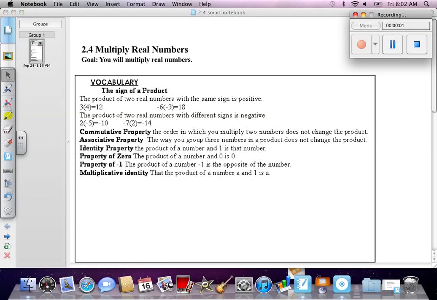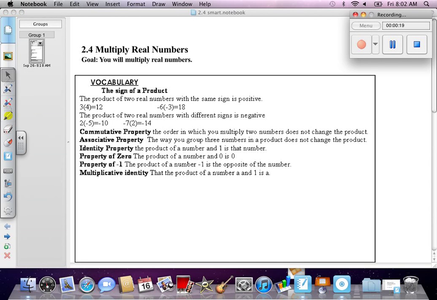All right, we're doing 2.4 today, ladies and gentlemen, multiplying real numbers. Multiplying any real numbers. Okay, so remember we use product as multiplication. The product of two real numbers with a sign is positive.